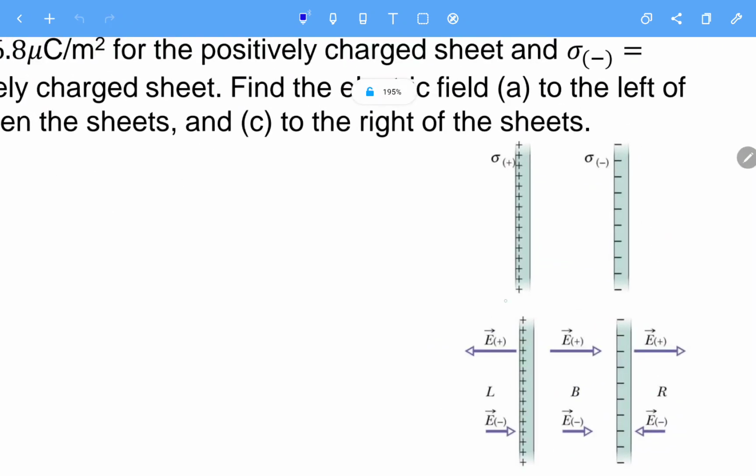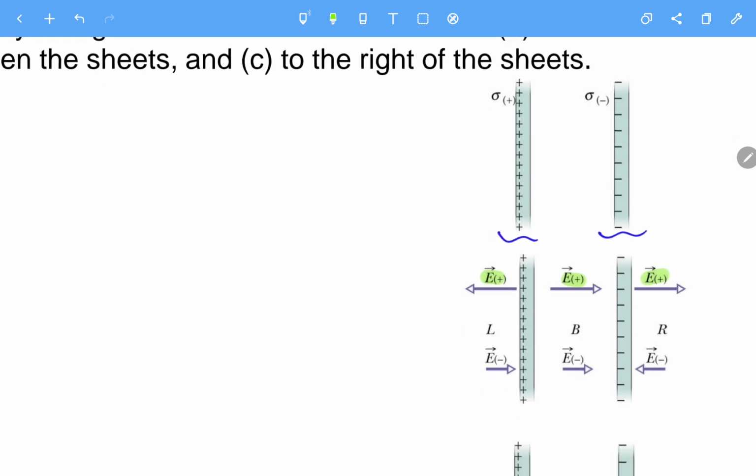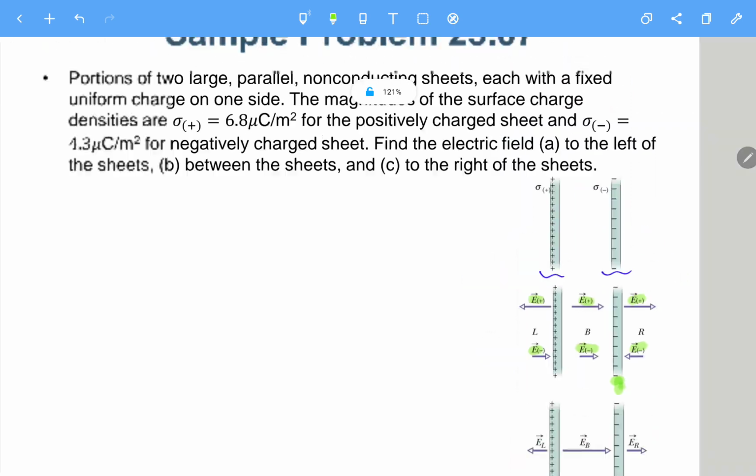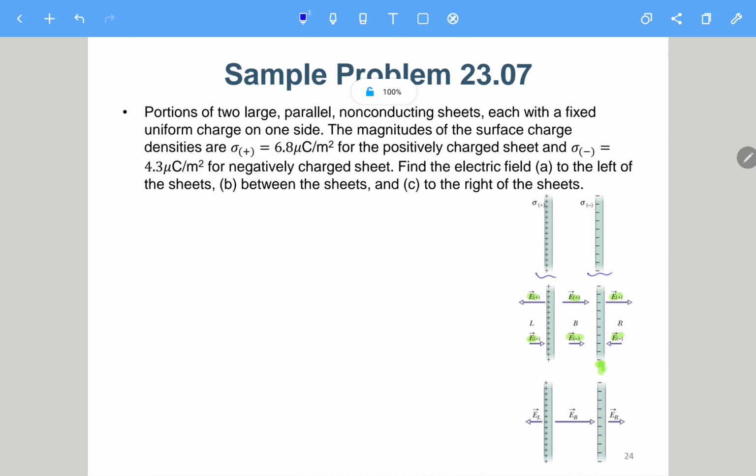Here we have two plates. This is a positive plate. This is a negative plate. For the positive plate, it will generate the E field pointing to the left on the left side, and pointing to the right on the right side. And for the negative plate, it will generate the E field pointing to the right on the left side of this negative plate, and pointing to the left on the right side. So here we only need to find out what E plus and E minus are.